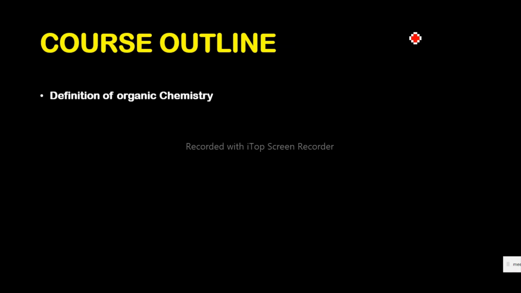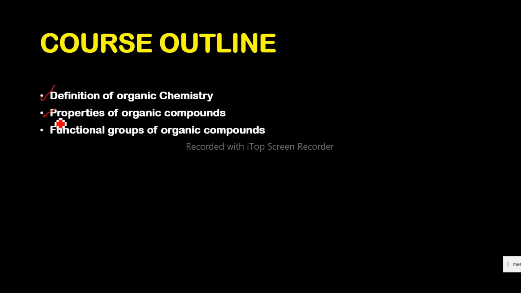Okay? So the first thing you need to know is what organic chemistry is and what it entails. Okay? And we shall cover that today. Then you need to know the different properties of organic compounds. How organic compounds behave. Okay? Are they polar? Are they non-polar? What's their boiling point? What's their melting point? Okay? How do they behave? Are they acidic? Are they alkaline? Like, you need to know how these organic compounds behave.